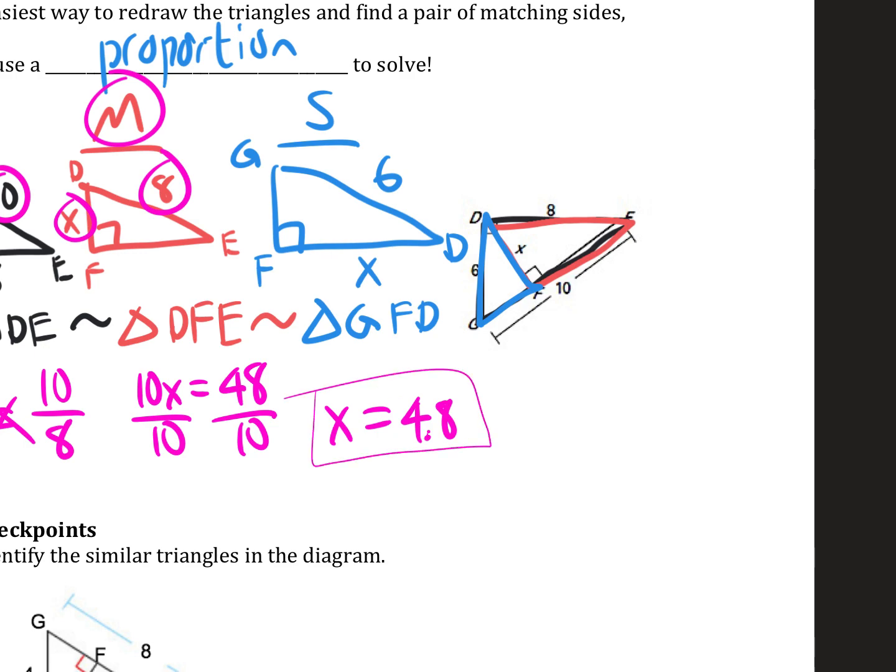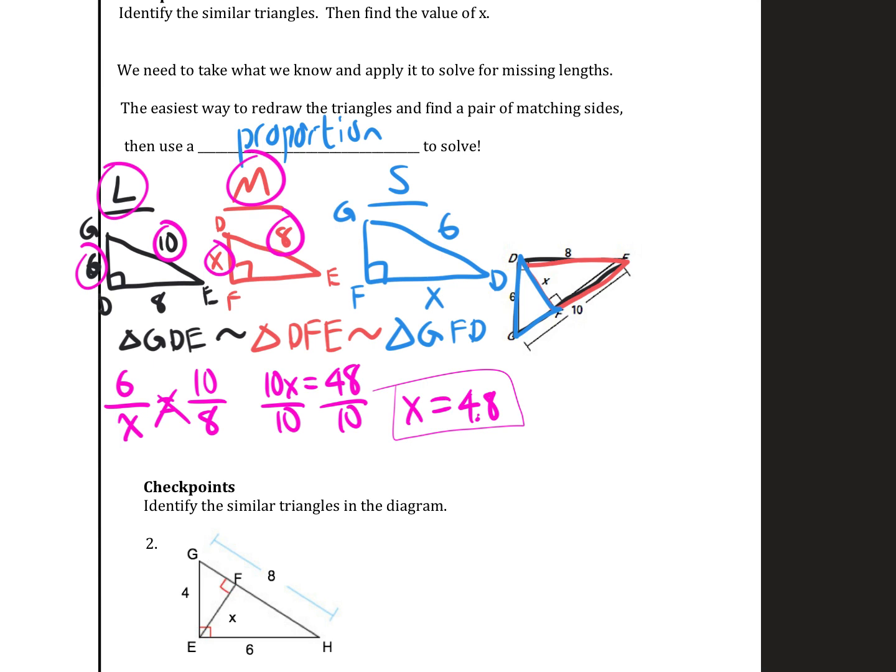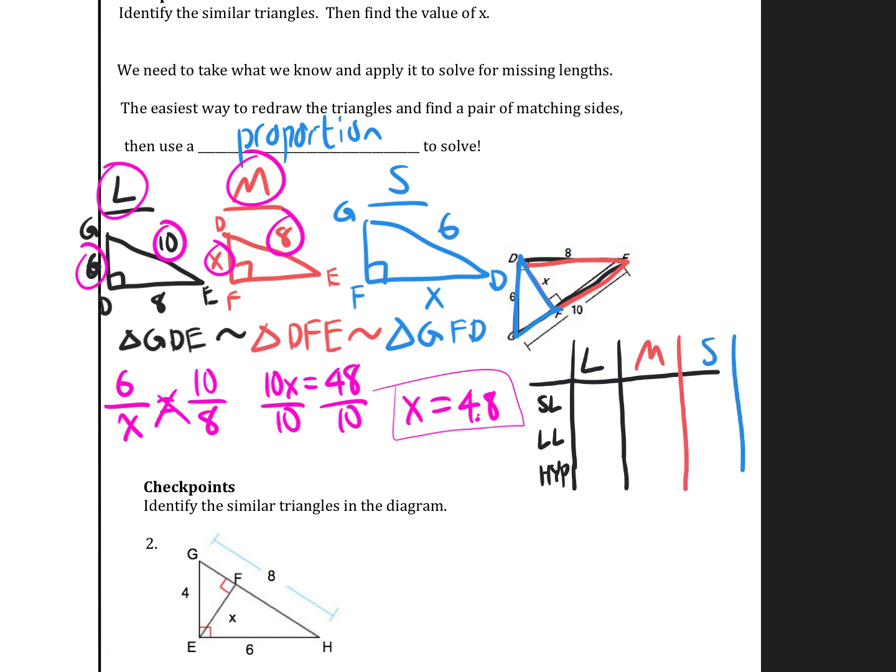But we can also do something a little bit different, where we set up a kind of table, all right? So what we're going to do is the large triangle, okay? We can do the short leg, the long leg, and the hypotenuse, okay? And we can also do the medium triangle in red, and the small triangle in blue, okay? It's not going to be perfect, but it gives you an idea here. By doing this, we can list what we know about the lengths instead of having to draw them out every time, okay?